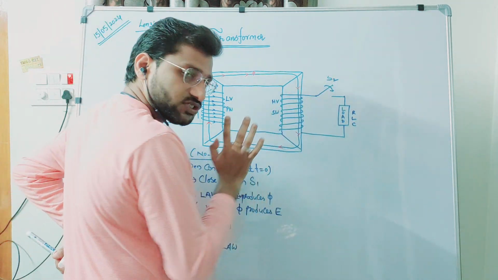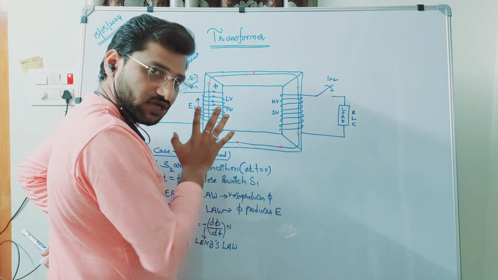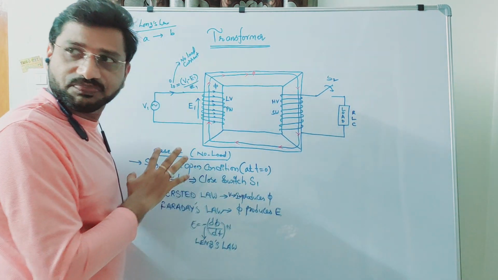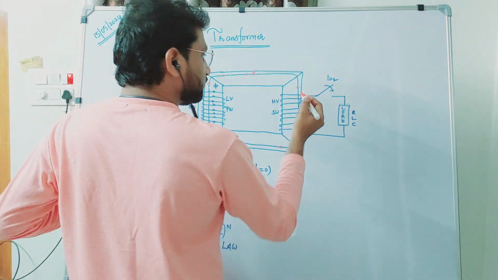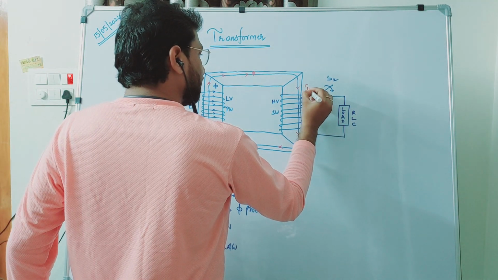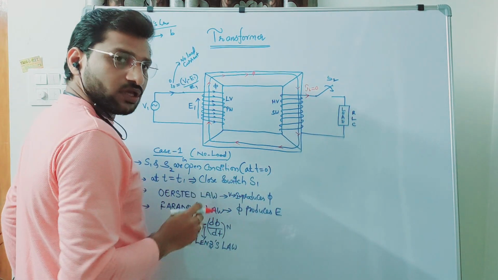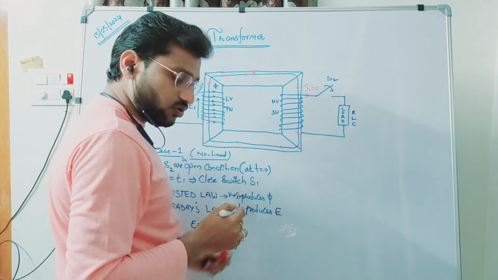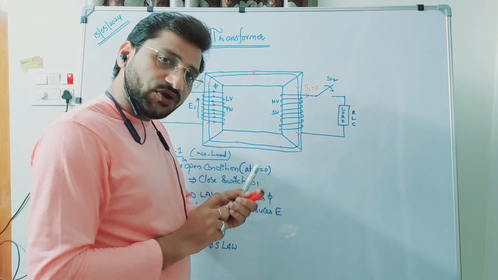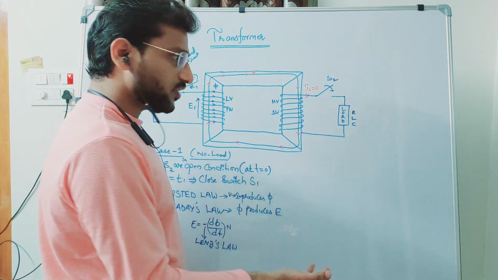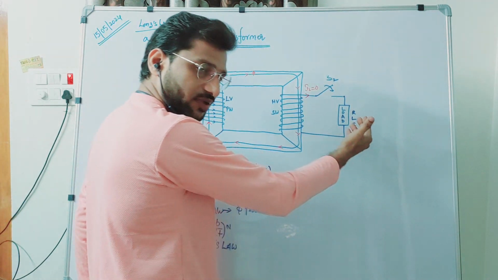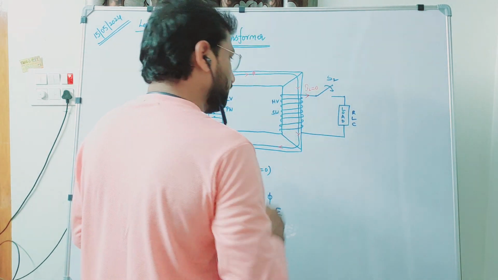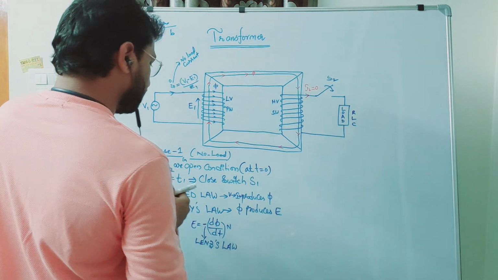So when this S2 is open, this load is not going to draw any current from the transformer. Therefore, since the current, let me take it as I2, is zero, the secondary winding is not going to produce any flux, is not going to produce any EMF, and it is not going to feed anything to the load, maybe current or power, whatever it may be. Now we will jump on to case 2.